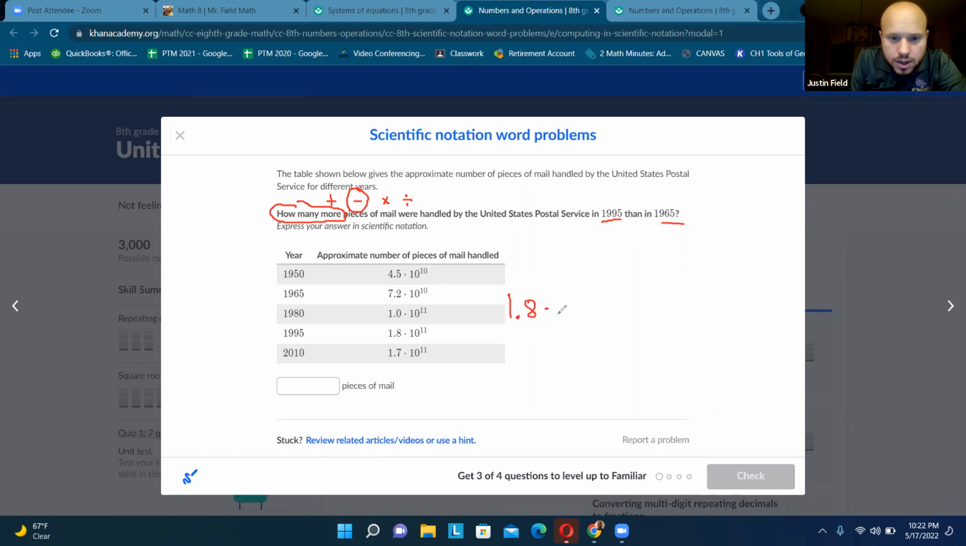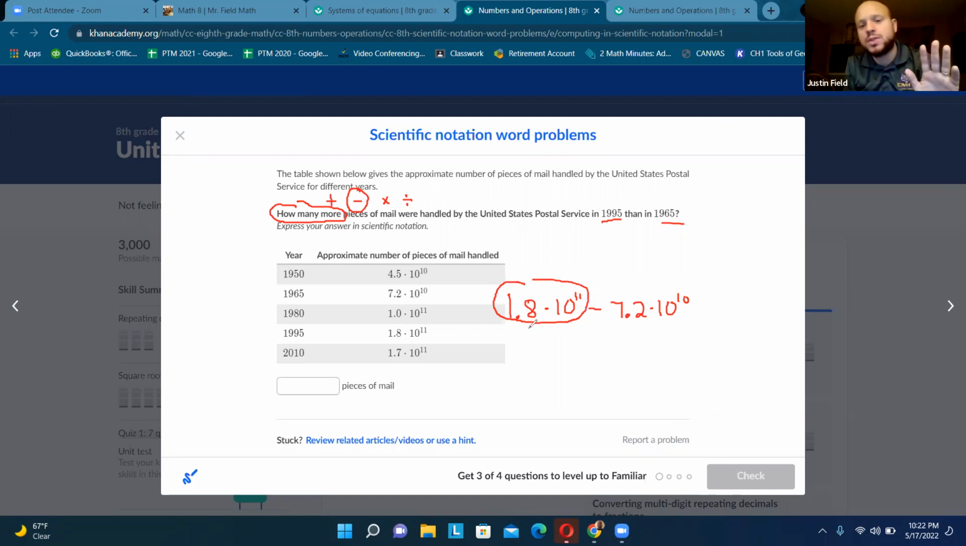1.8 times 10 to the 11th minus 1965, 7.2 times 10 to the 10th. I know this one, as it stands, would have 11 moves. That would be 10 zeros because of the one move to get behind the 8. And so if I want to change that exponent to also be a 10, what does that change our number to? Let's think about it. We need 10 zeros, so that's going to have to be 18.